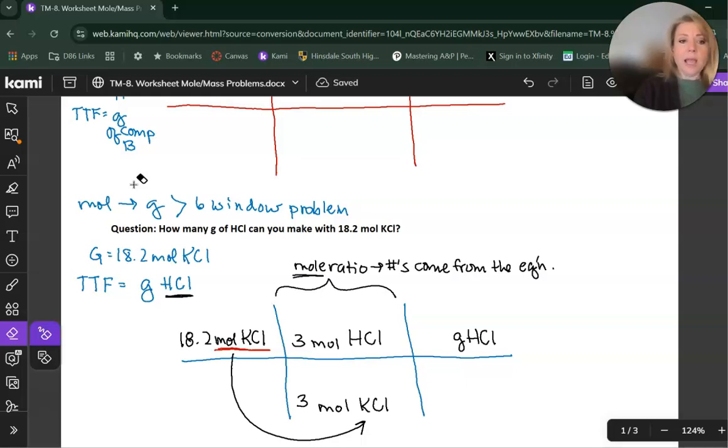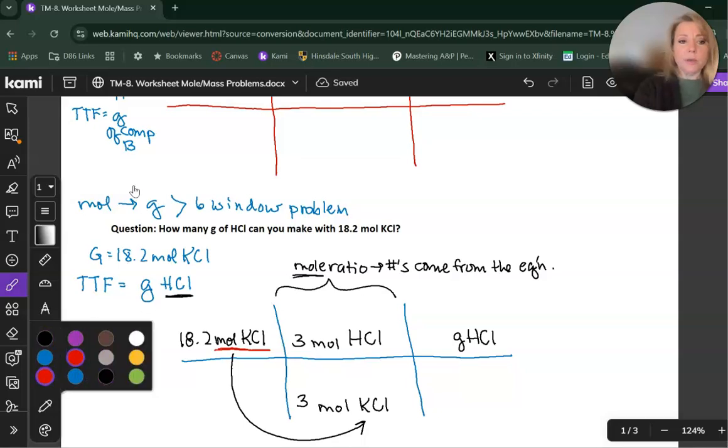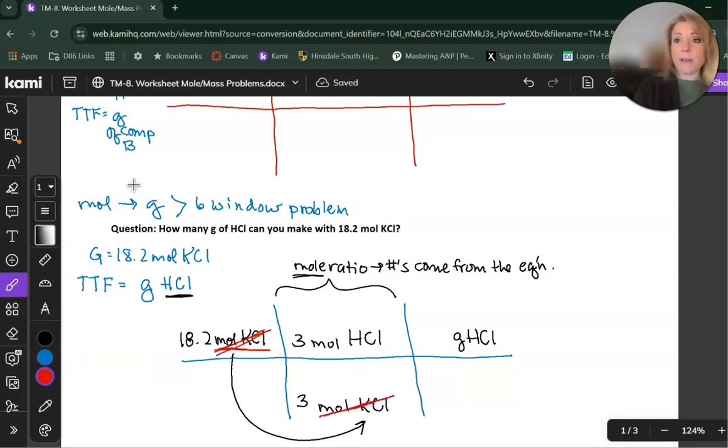Now I can cross out moles of KCl at the top and at the bottom because it's kind of like adding 3 and then subtracting 3. They cancel each other out, so we can get rid of them. So we're going to cancel them out so that we don't have to worry about it anymore.